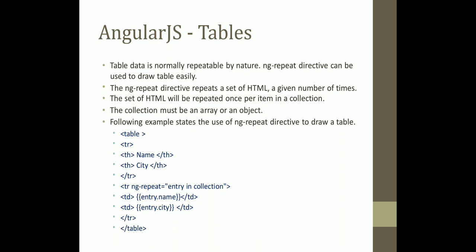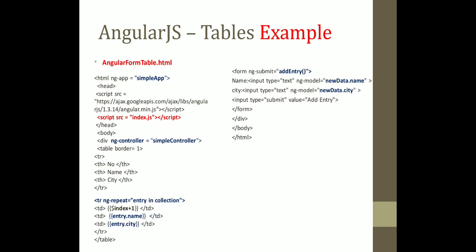So tr ng-repeat equals entry in collection, and in the table data as expression we have provided entry.name and entry.city. So entry.name and entry.city will repeat those name and city values many times, or it will hold whichever data you are entering for name and city. So the actual table example we can see now.